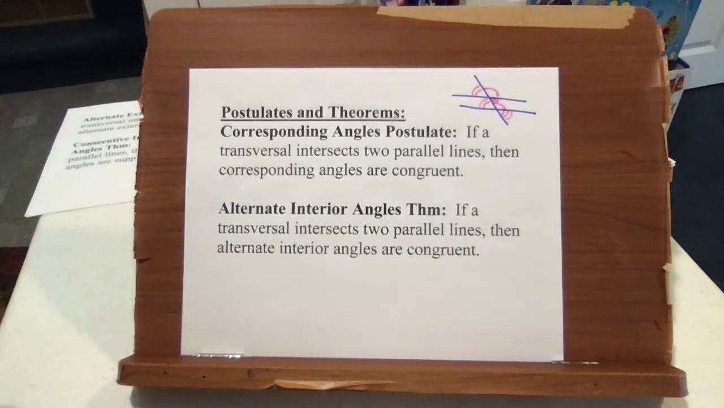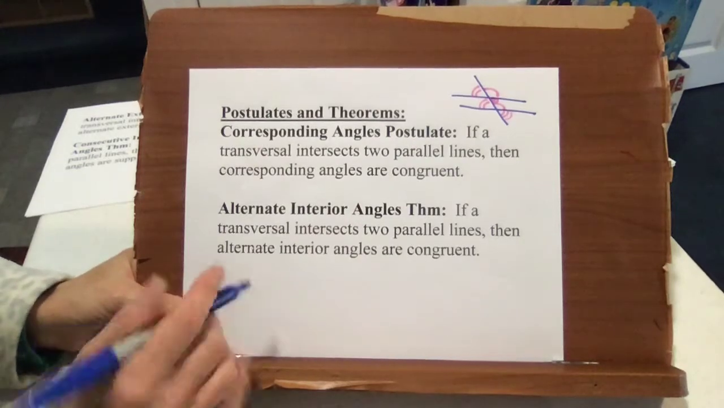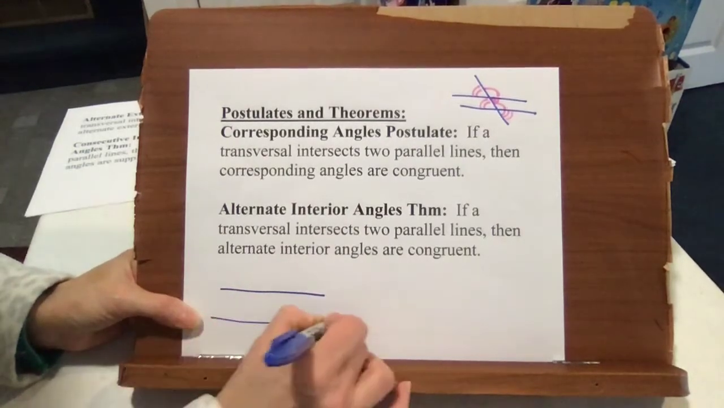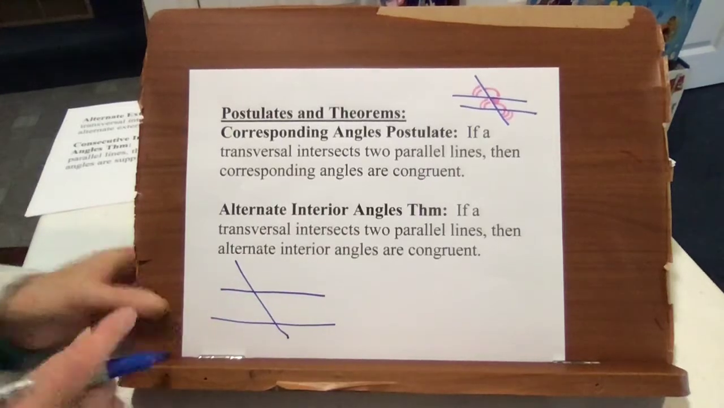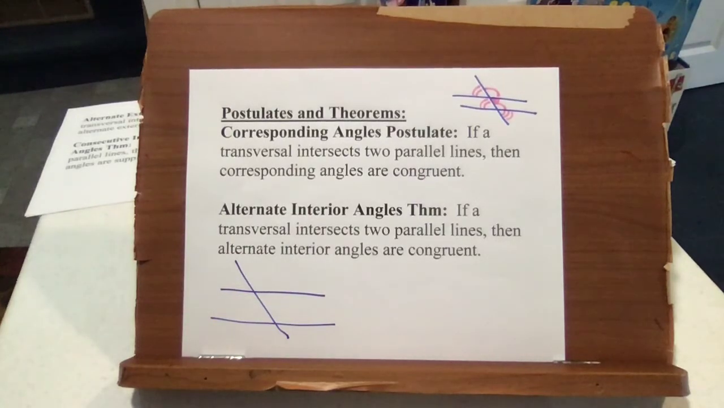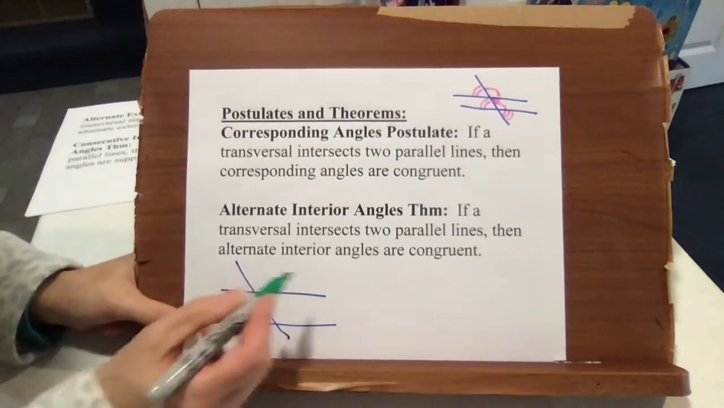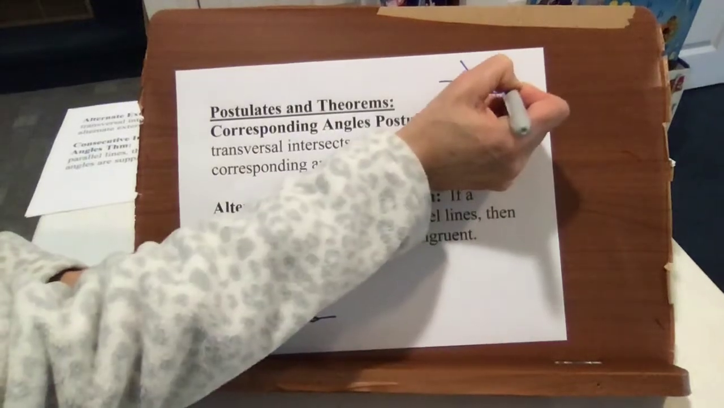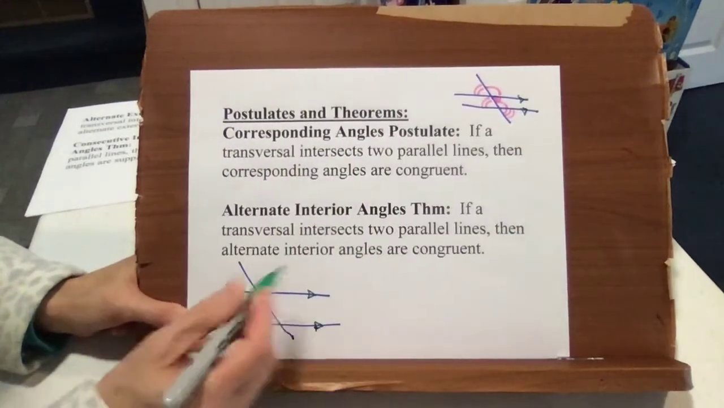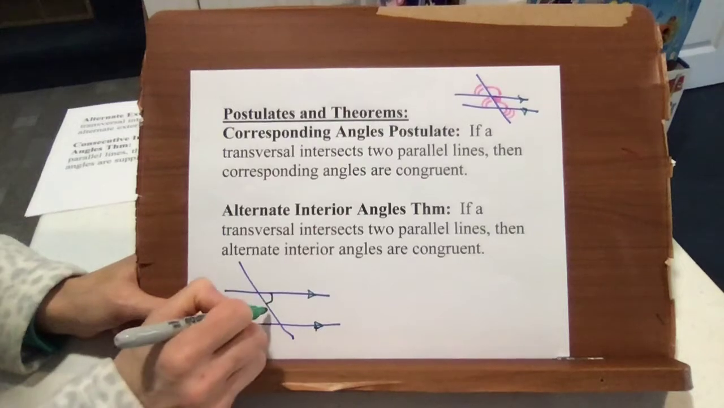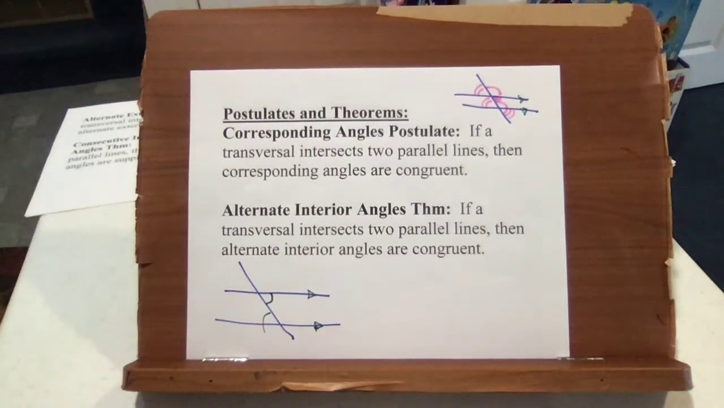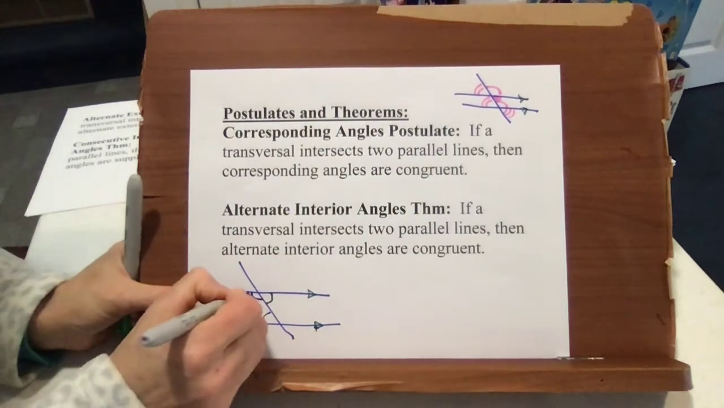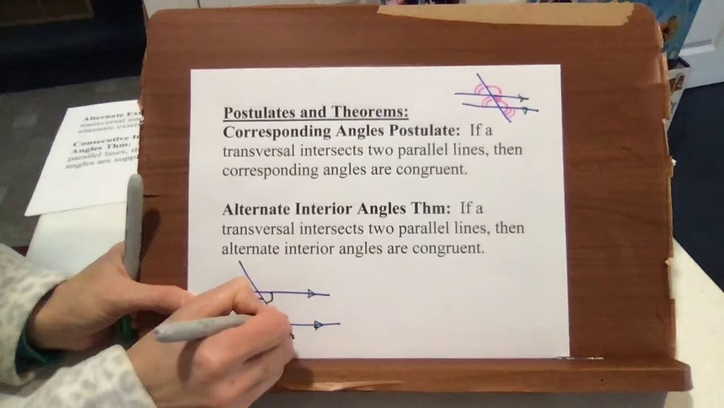Alternate interior angles theorem: if a transversal intersects two parallel lines, then alternate interior angles are congruent. Here are two parallel lines cut by a transversal. Alternate interior angles are congruent. I don't need a name for these angles; I can just see where they are. If these are parallel lines, which I should have also marked up here, then these alternate interior angles are congruent. In addition, the other pair of alternate interior angles, I'll use two angle tick marks, are congruent.